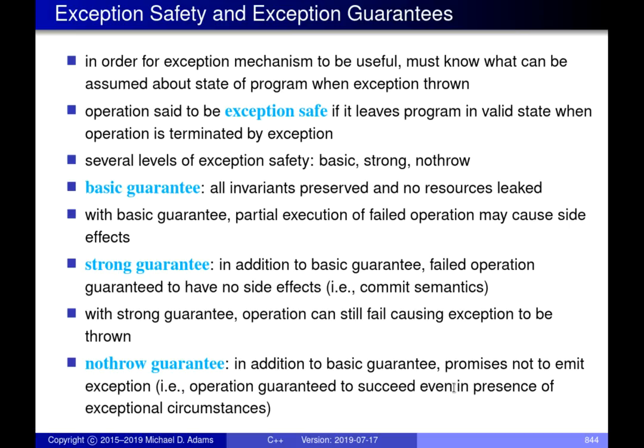And as we go from basic guarantee to strong guarantee to no-throw guarantee, it gets progressively more and more difficult to make these guarantees happen. And for a lot of code, there's just no hope of making it the no-throw guarantee. Fundamentally, what you're doing, there's no way that you can do what you want and guarantee that an exception could never be thrown. Any questions about any of these?